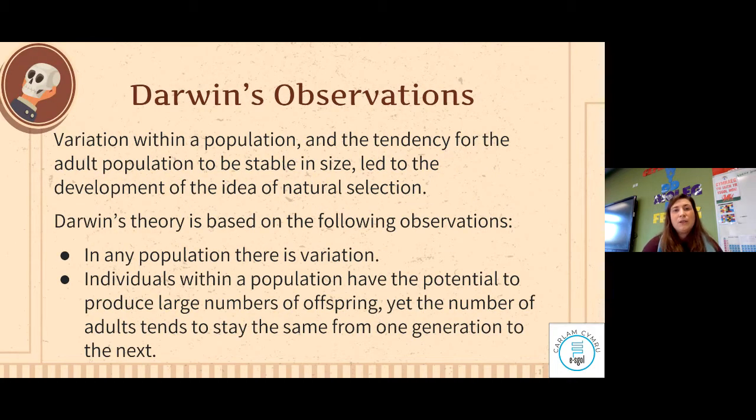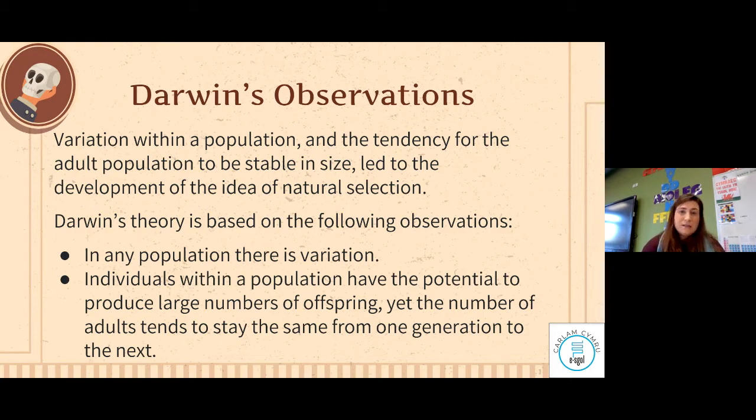So we need to look at Darwin's observations. Variation within a population and the tendency for the adult population to be stable in size led to the development of the idea of natural selection. Originally it was an idea, and we're looking at the tendency for adult population to be stable in size, because the population is going to be kept controlled by the amount of food and resources available.